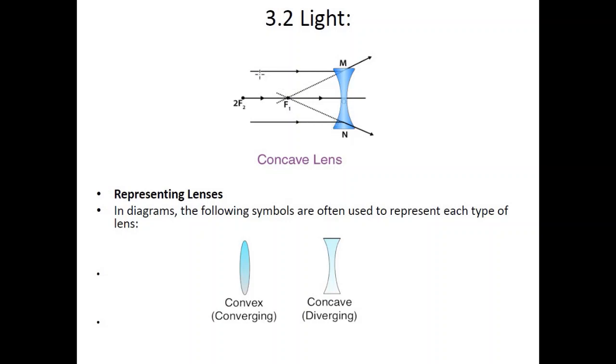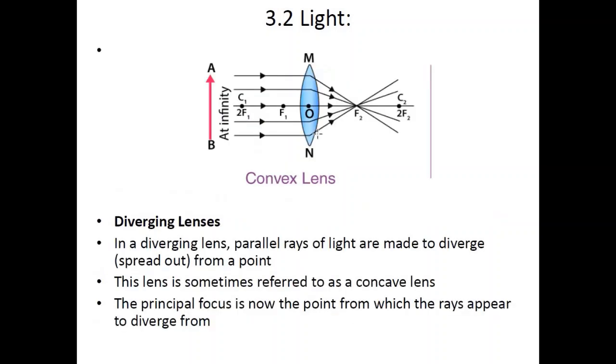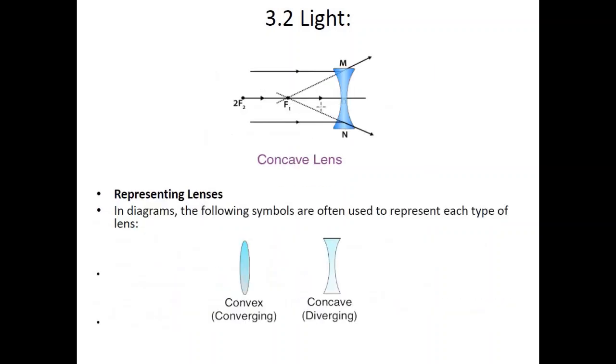As you can see, in a concave lens, the point from which the rays of light diverge out from is known as the principal focus, and this would be the focal length, whereas this is the principal axis.